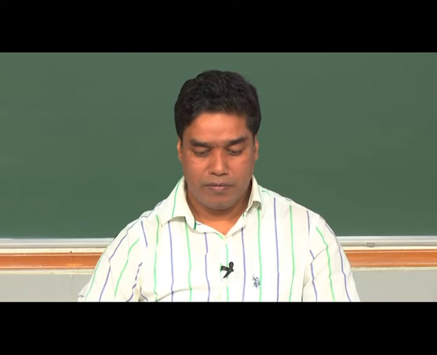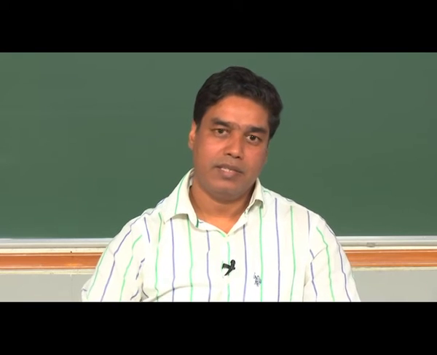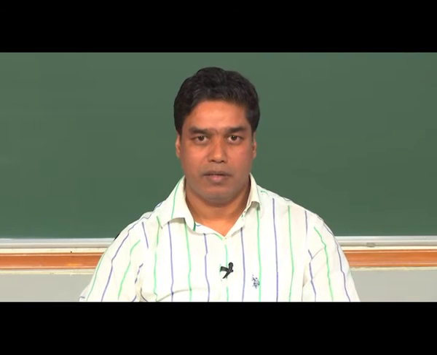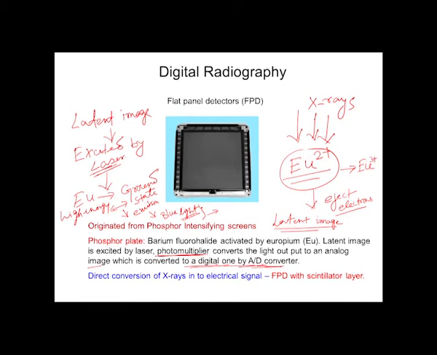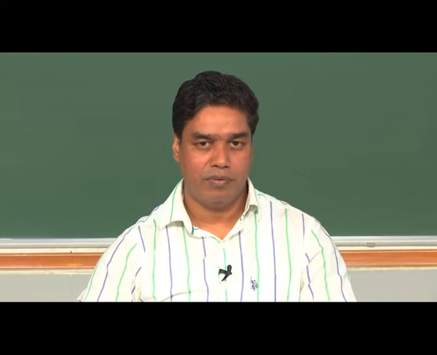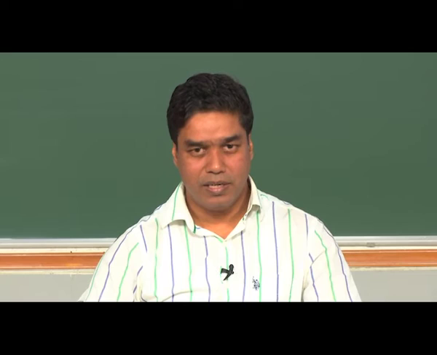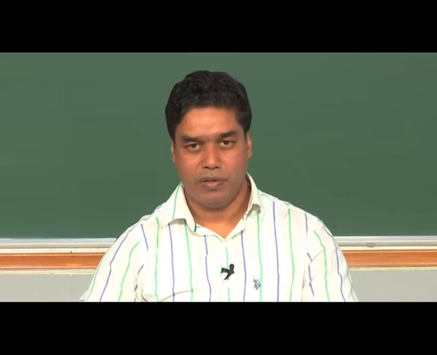Now, if you want to minimize the number of steps, in that case these X-rays have to be directly converted into a light photon or into an electrical signal. Okay. So, that is another type of FPD which can do that, which will convert the incoming X-ray intensities directly into an electrical signal with the help of a scintillator layer, which first converts these X-ray intensities into light photons, and these light photons are further converted into an electrical signal with the help of a semiconductor layer just below the scintillator layer. Okay.